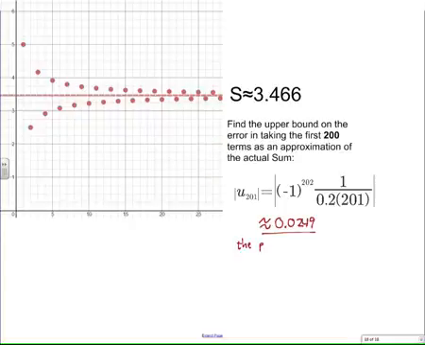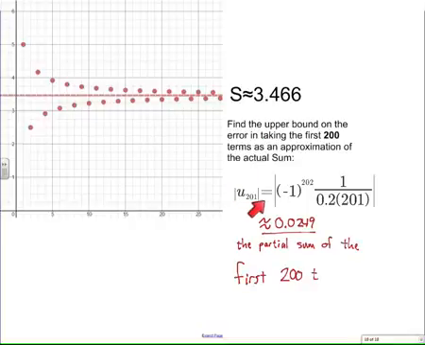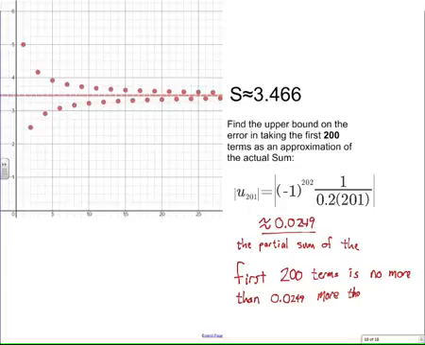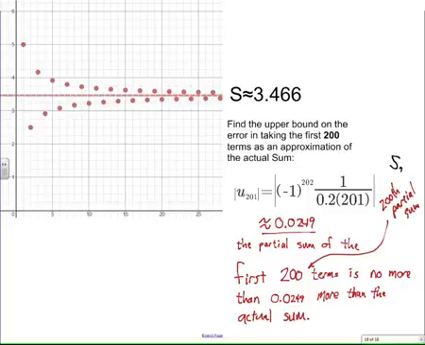So, to find u sub, let me start over. I'm simply going to find u sub 201, which when evaluated into my expression, gives me 0.0249. Therefore, the partial sum of the first 200 terms, aka s sub 200, is going to be no more than 0.0249 more than the actual sum. Remember, the 200th partial sum.